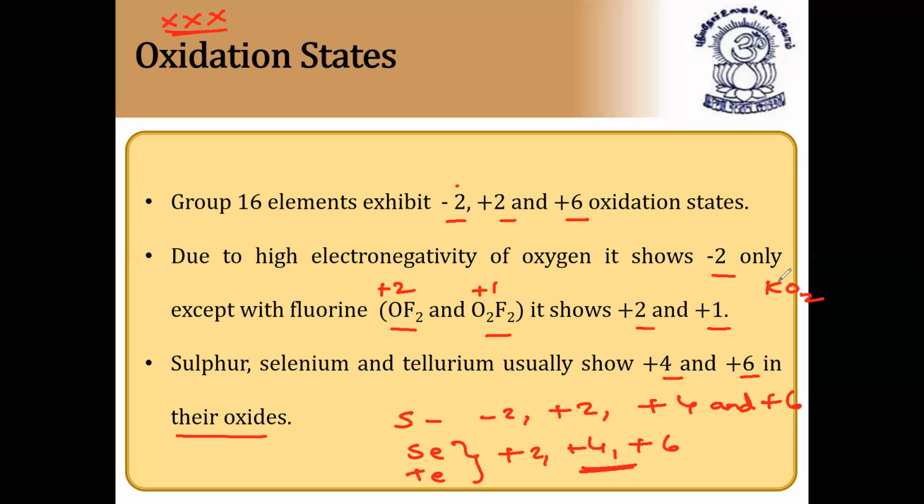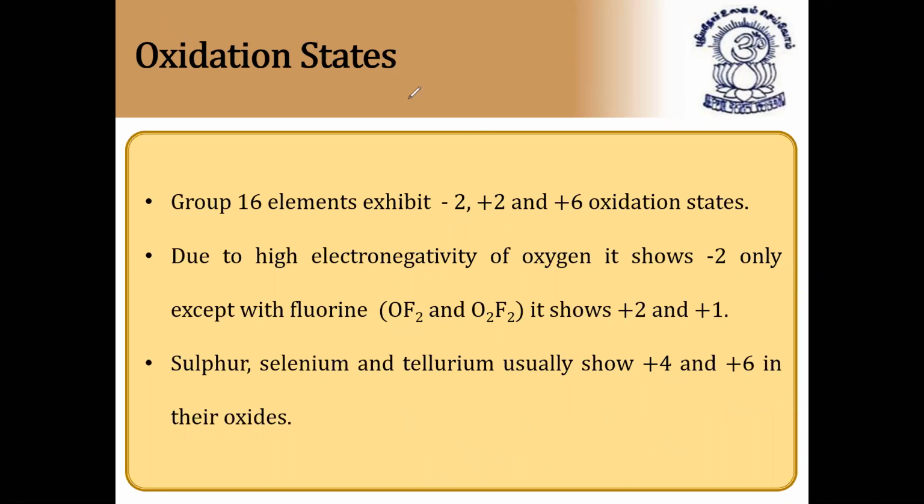Apart from that, it shows -1/2 with superoxides, that is KO2. If you take KO2, it shows -1/2. So I'm writing it again: the oxidation state of oxygen in KO2 is -1/2. So I hope it is clear. So these are the oxidation states exhibited by these elements.